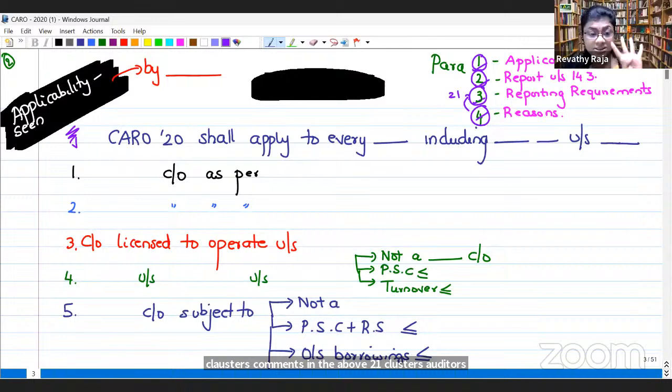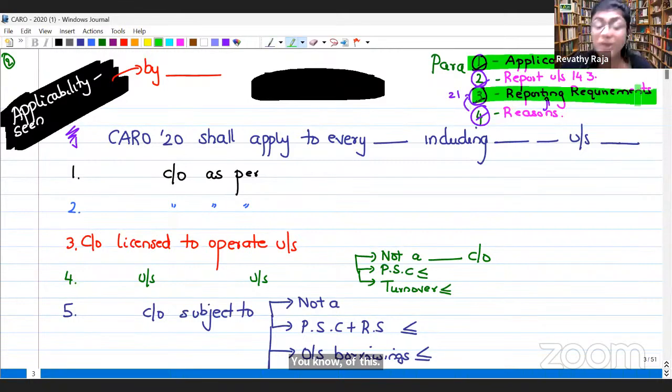Did you understand those 4 paras? Para 1, applicability, important. Para 2, it's just a connecting para under 143. Para 3 is reporting requirement, very important. Para 4, reasons if any of the above 21 clauses are answered negatively or with qualification. Of these, the 2 paras will help you a lot in examination.